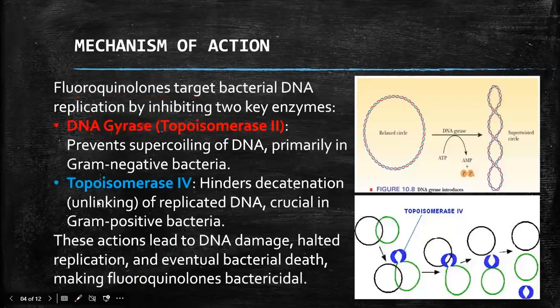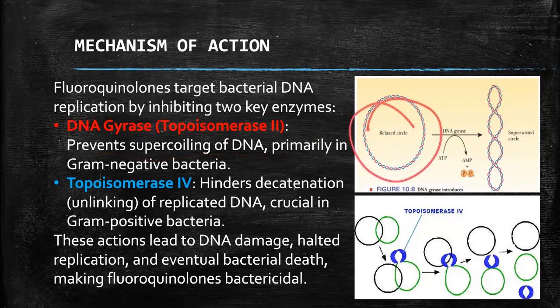fluoroquinolones. Next, we will look at the mechanism of action. First of all, we will look at the normal mechanism of the replication of bacterial DNA. The two most important replicative enzymes are DNA gyrase, also known as topoisomerase 2, and topoisomerase 4. In the replication of bacterial DNA, DNA gyrase prevents the supercoiling of the DNA. Here is the DNA of the bacteria, and DNA gyrase helps in the prevention of supercoiling, specifically in gram-negative bacteria.